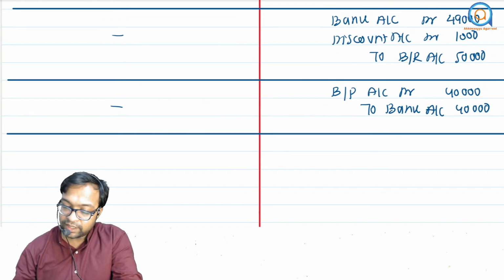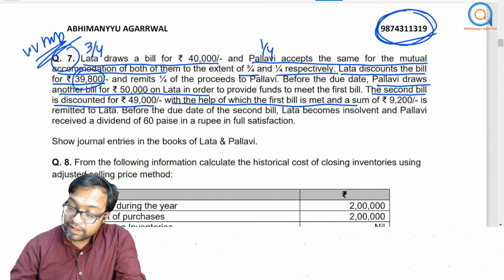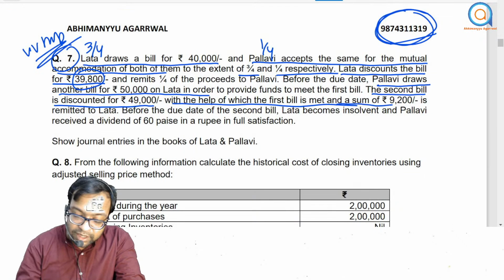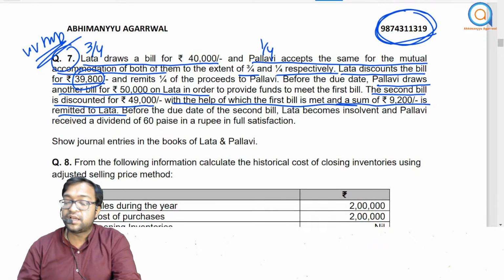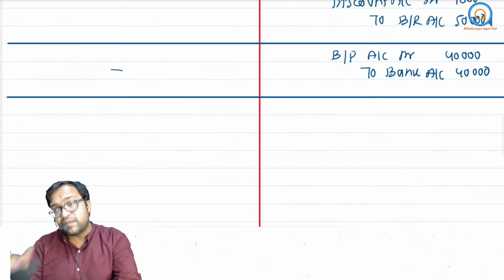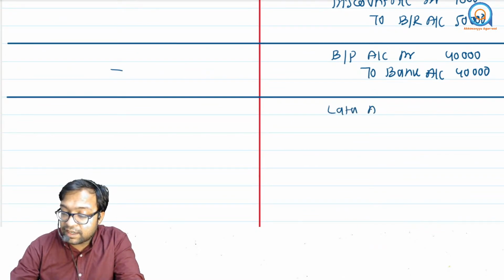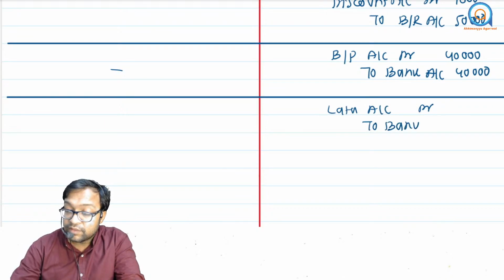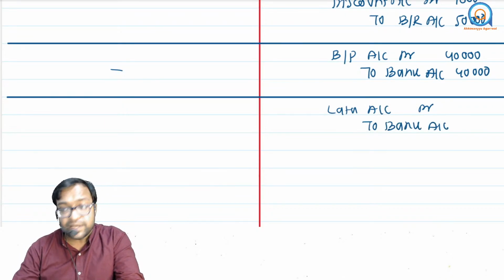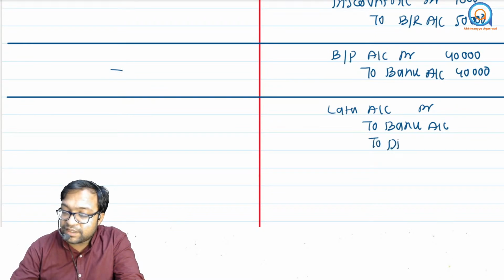Fine? Okay. Next. And a sum of 9,200 is remitted to Lata. Now Pallavi is remitting money to Lata. So she will do an entry. Lata account debit. She is remitting the money to bank from the second bill. If she remits the money, she has to remit the discount also, no?